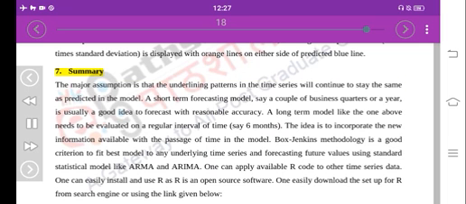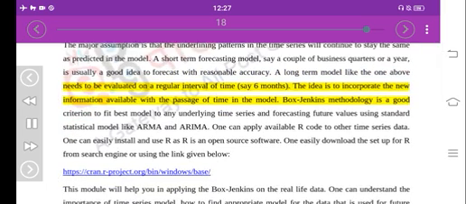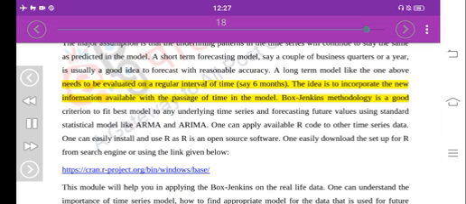7. Summary. The major assumption is that the underlying patterns in the time series will continue to stay the same as predicted in the model. A short-term forecasting model, say a couple of business quarters or a year, is usually a good idea to forecast with reasonable accuracy. A long-term model like the one above needs to be evaluated at regular intervals of time, say 6 months. The idea is to incorporate the new information available with the passage of time in the model.